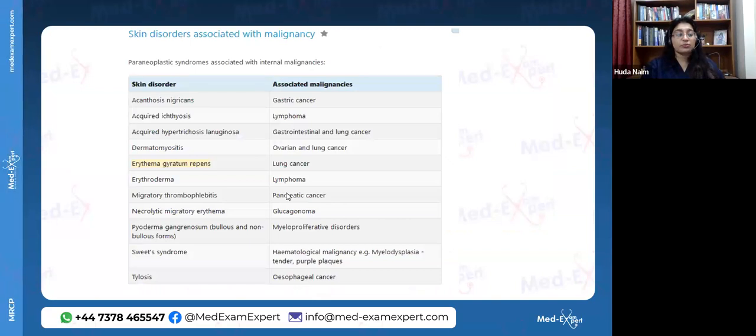So it is very, very important to know about the different skin disorders that are associated with malignancy. You will always, always, always get a question out of this. On every exam, every recall that you see, you will always have a question like this where they will tell you the paraneoplastic phenomenon and ask you about the underlying malignancy. Okay, very, very important, especially necrolytic migratory erythema, erythroderma, Sweet syndrome. All of them are asked on the exam. Please be very careful, memorize them, and you will definitely get a question on the exam.